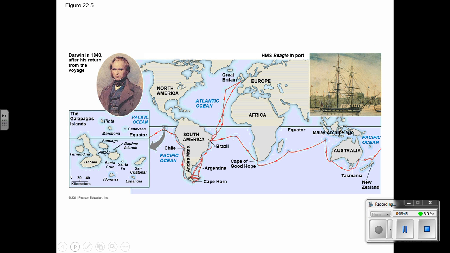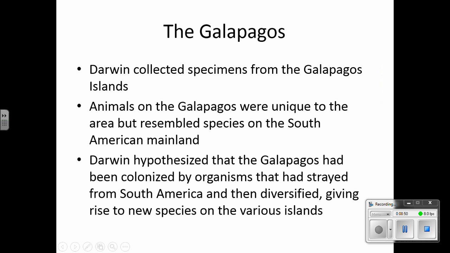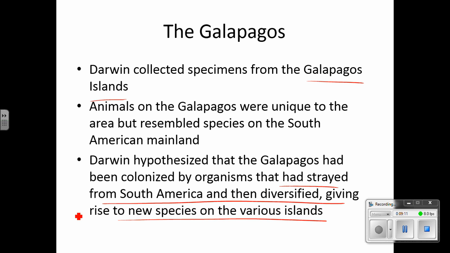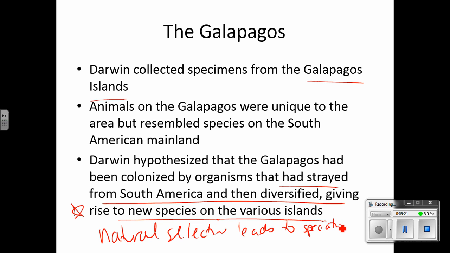Here's that nice diagram of where he went, where his voyage was. Darwin collected specimens from the Galapagos Islands. Animals on the Galapagos were unique in the area but resembled species on the South American mainland. Darwin hypothesized that the Galapagos had been colonized by organisms that had strayed from South America and then diversified, giving rise to new species on the various islands. This is really, really important in understanding how natural selection, which we'll talk about, leads to speciation, forming a whole new species.